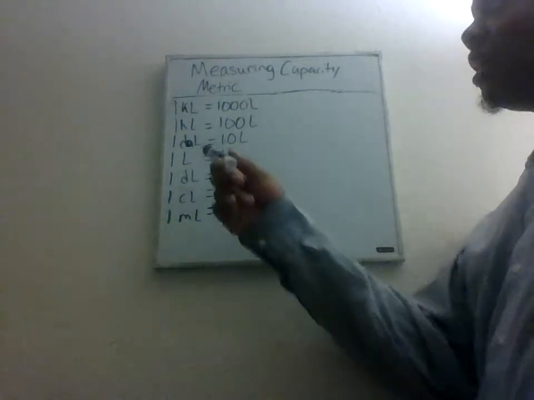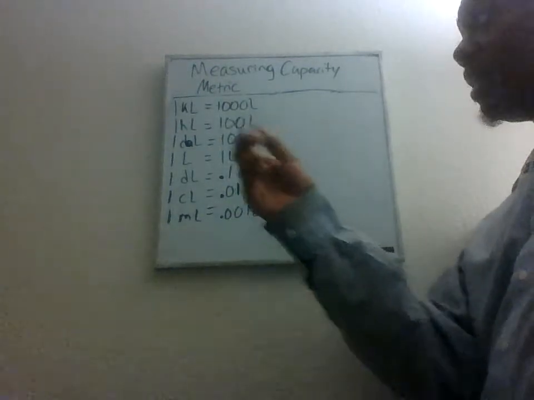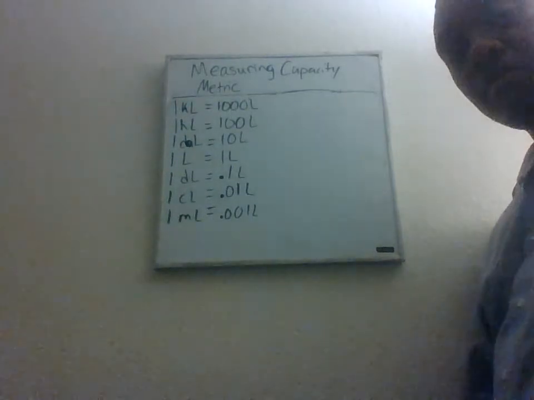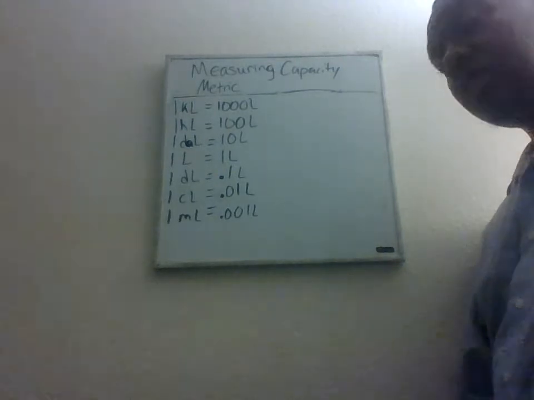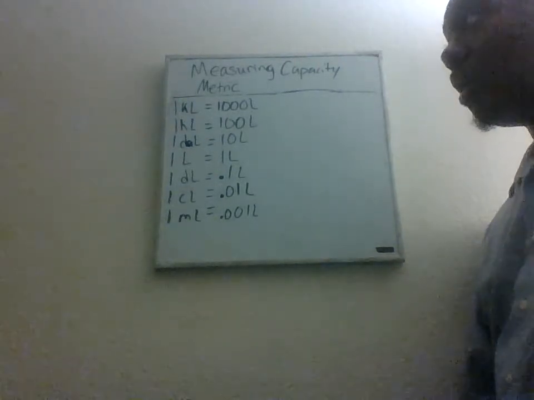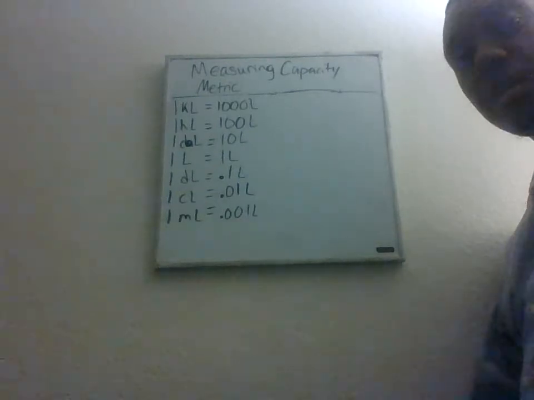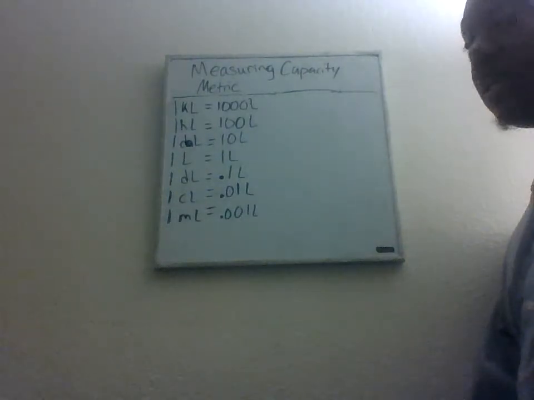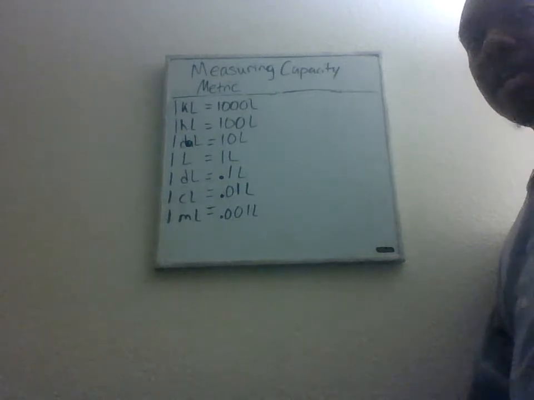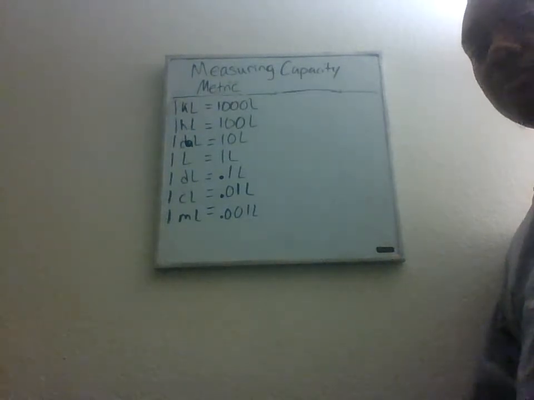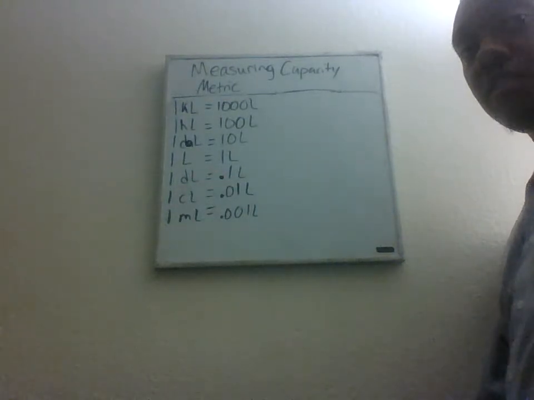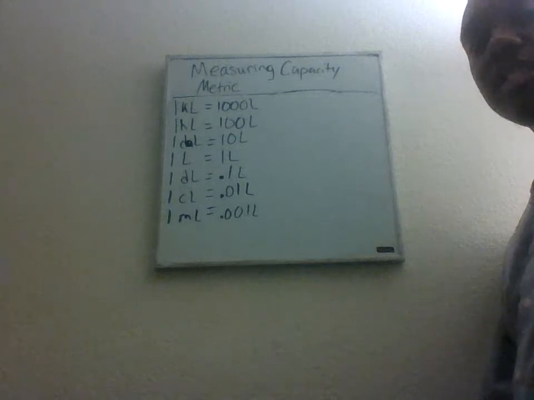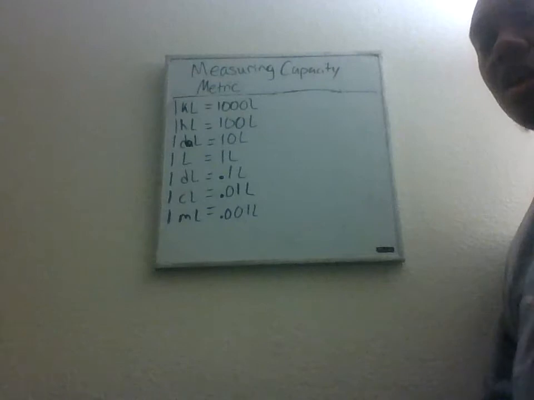So, L for liter, that's our base. The highest that most people will use would be kiloliters. 1 kiloliter is equal to 1,000 liters. 1 hectoliter is equal to 100 liters. 1 decaliter, daL, is equal to 10 liters. 1 deciliter is equal to 1/10 of a liter or 0.1 liters. 1 centiliter is equal to 0.01 liters or 1/100th of a liter.